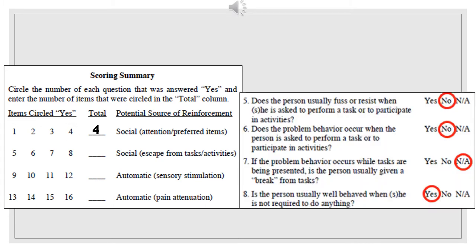For the social escape from tasks or activities, Jane's mother responded yes to one question. Her mother reported that she is not likely to engage in problem behavior when asked to do something. However, she did circle yes for the question regarding if the client is unlikely to engage in problem behavior during times when they are not required to do anything specific. Because of this, the scorer would circle question 8 on the scoring section and write a number 1 on the line.